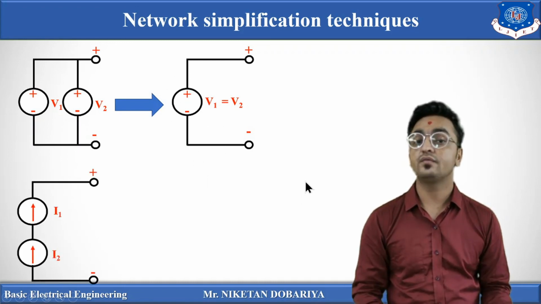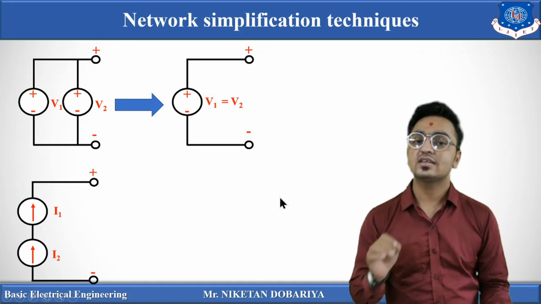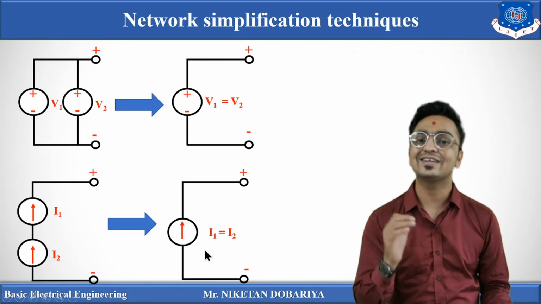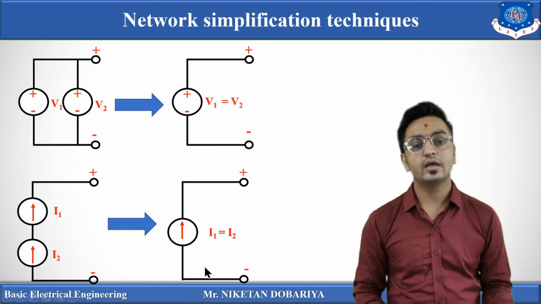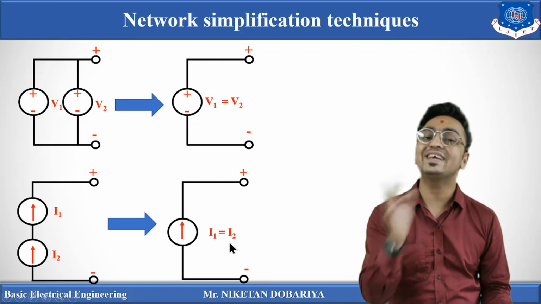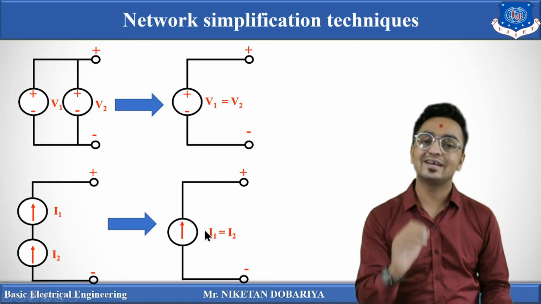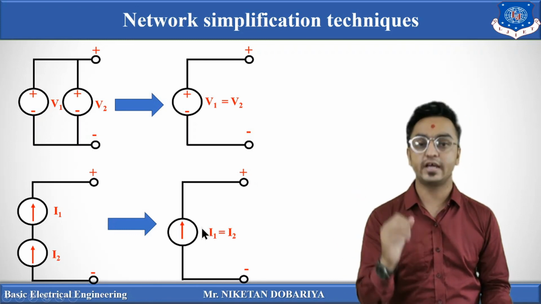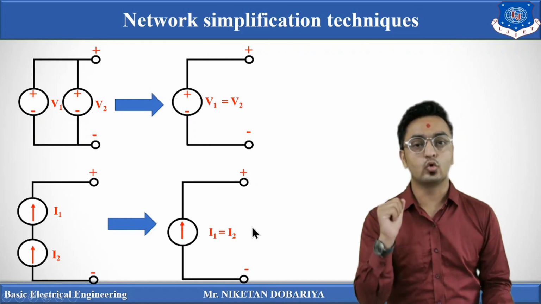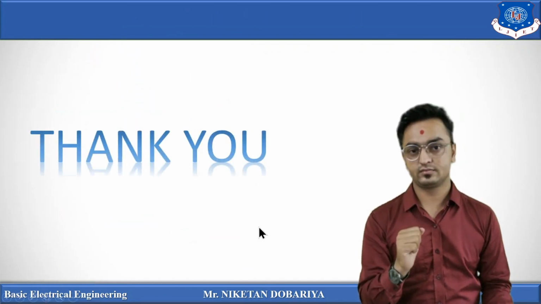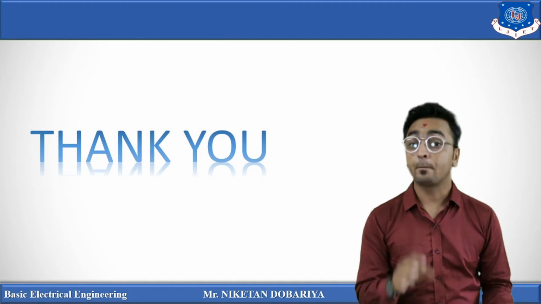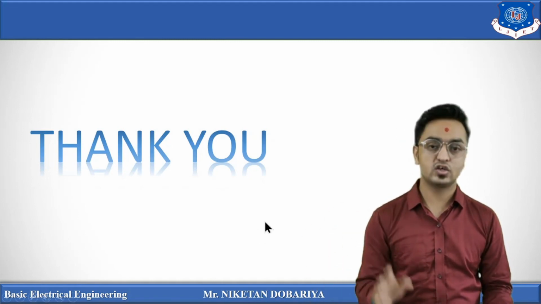In a similar way, if we consider two current sources in series connection, and both have the same value, then we can replace them by a single source having a value I1 or I2. But again, if both do not have the same value, as an example, assume I1 is greater than I2, then the value of this current source is going to be I1. So these were the various network simplification techniques based on voltage sources and current sources.